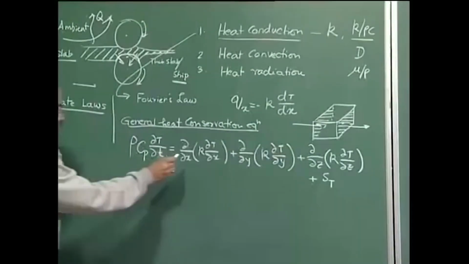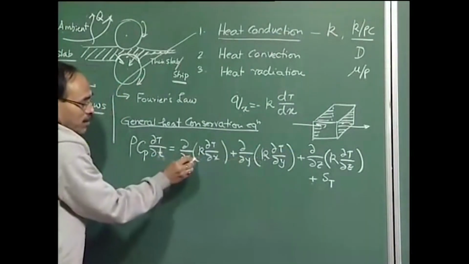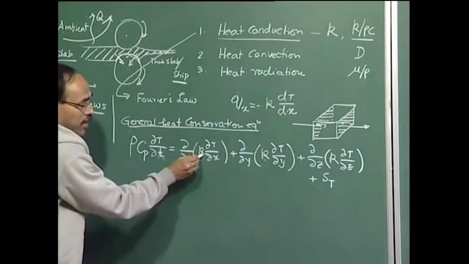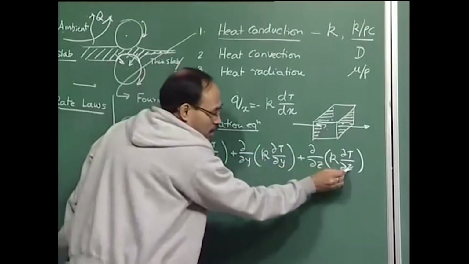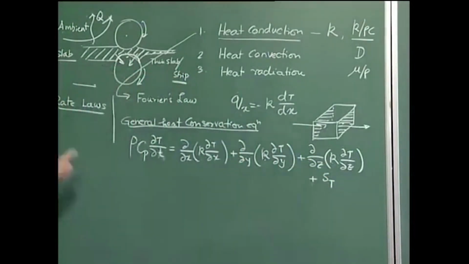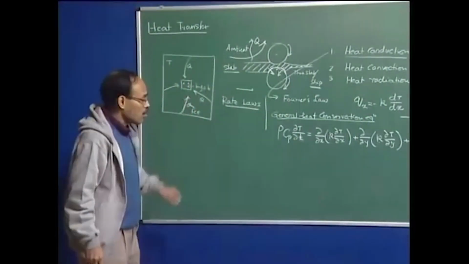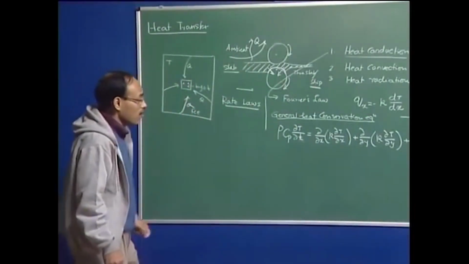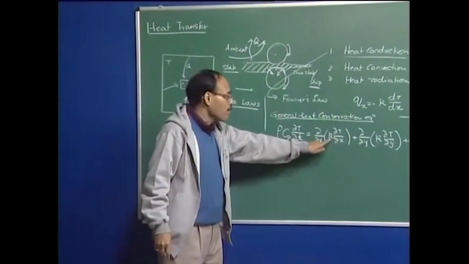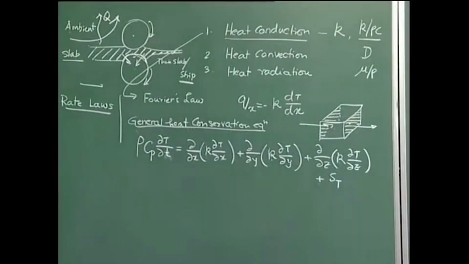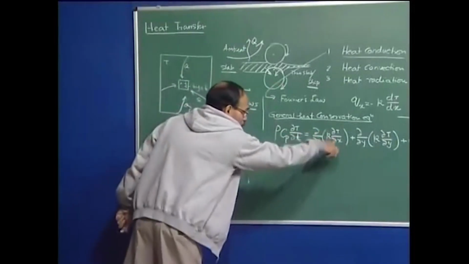As you see, I have written it for isotropic thermal conductivity, because along x direction I have written k, along y direction it is also k, along z direction it is also k. So therefore I am essentially talking about an isotropic material, but nevertheless here the thermal conductivity can be taken to be a function of temperature, because I have maintained it within the bracket.